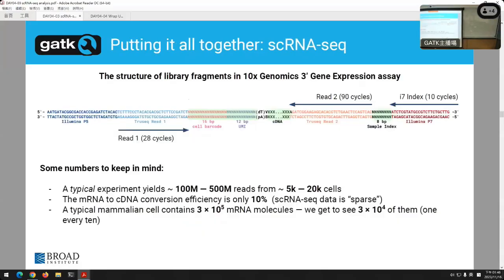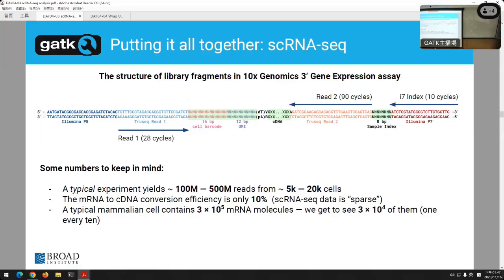Here's an example of what you'd actually see in a BAM file. What you basically see is that read one will give you the cellular and molecular identity. It'll give you the UMI and the barcode. It'll tell you which cell it comes from and whether it's a duplicate. And read two, because again, you're paired-end, will give you the actual sequence of the RNA, really the cDNA.